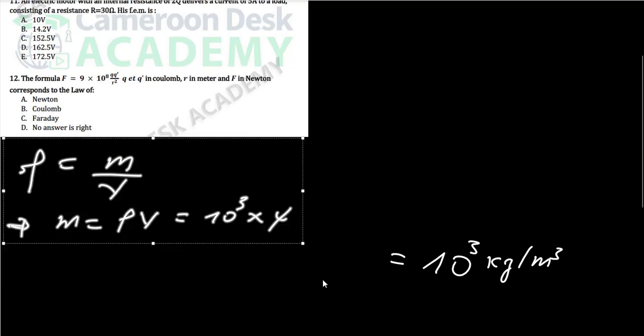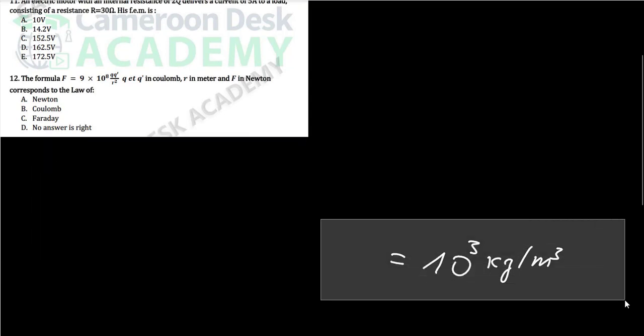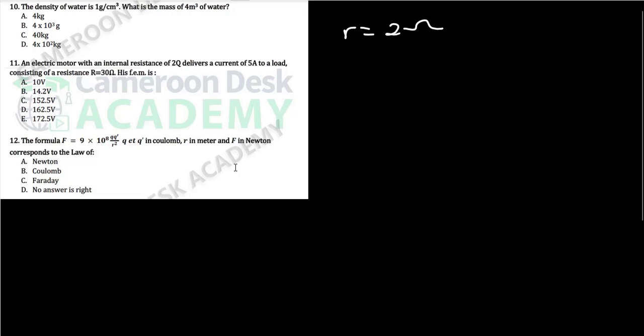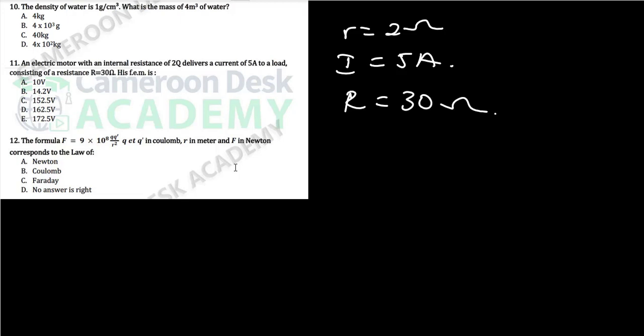Its EMF is... so let's get the question well. An electric motor with an internal resistance of 2 ohms. So we have internal resistance r equal to 2 ohms, and the current I equal to 5 amperes to the load consisting of a resistance R which is equal to 30 ohms. So we are asked to calculate the EMF.